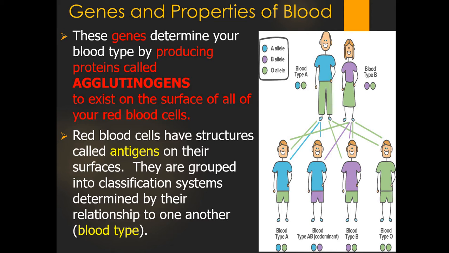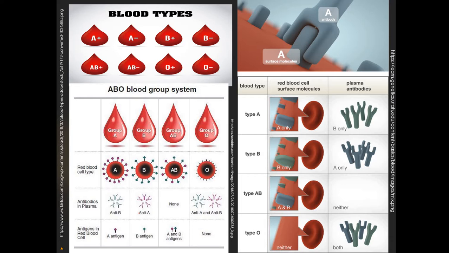So if we look at each of the blood types, A can be an A positive or A negative. B can be a B positive or B negative. AB can be positive or negative. And O can be positive or negative. Now what does that mean?